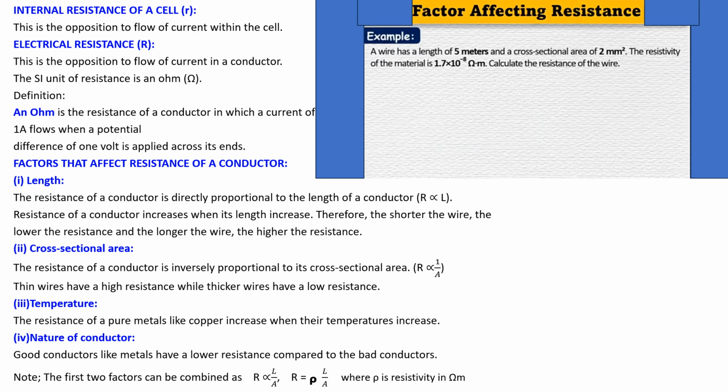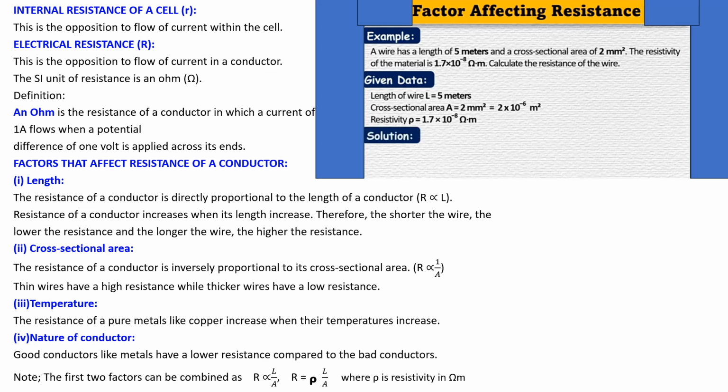The calculations are there. In this calculation, we can see the length is 5 meters, and the cross-sectional area is 2 millimeters squared. We have to convert that to meters. Resistivity is given as 1.7. We convert everything to standard SI units. Then we calculate the resistance of the wire using the first equation of resistivity. Substitute everything in the first equation, where R is equal to resistivity times length over area.